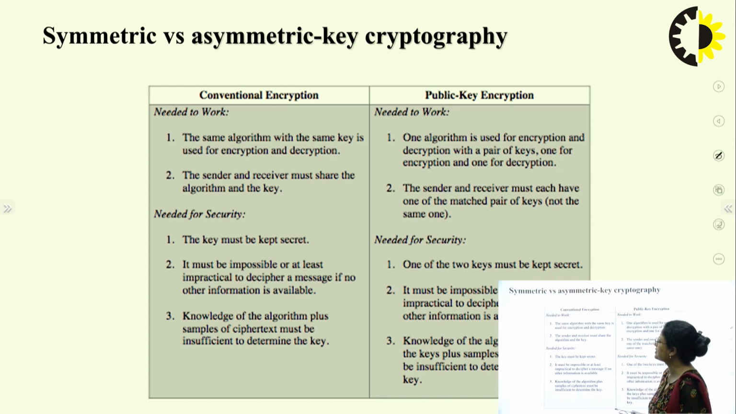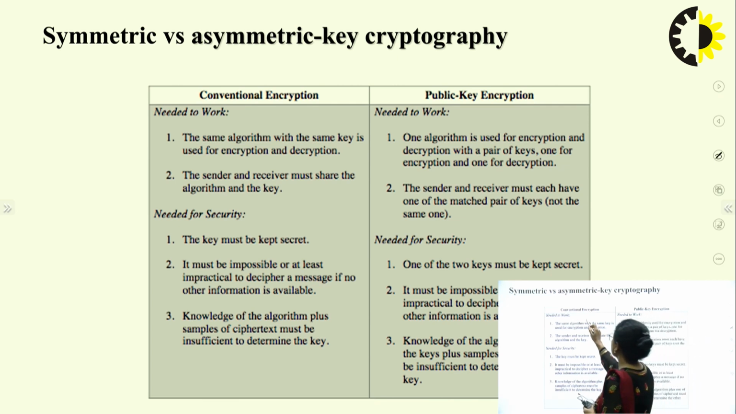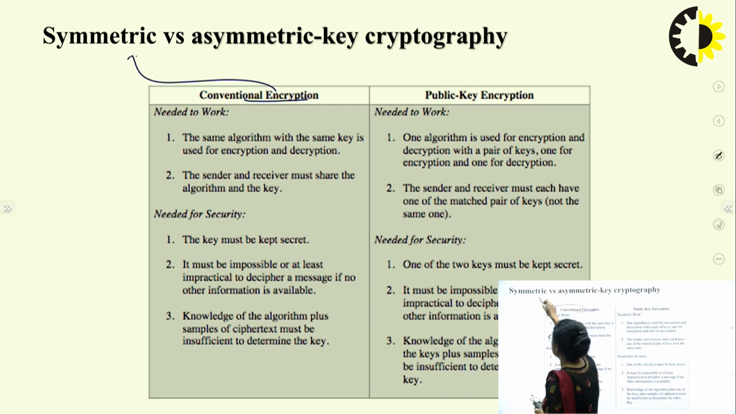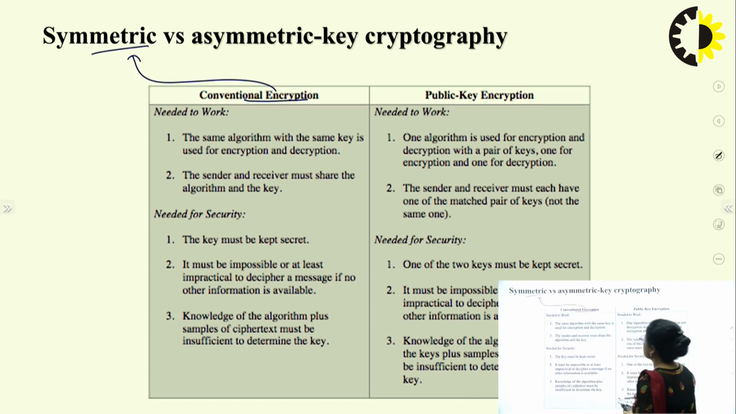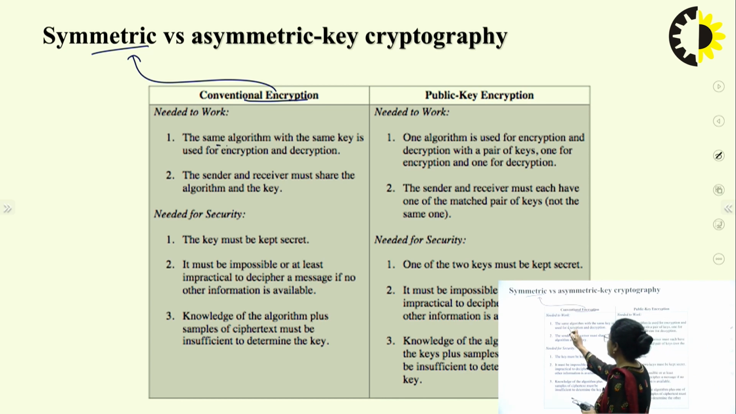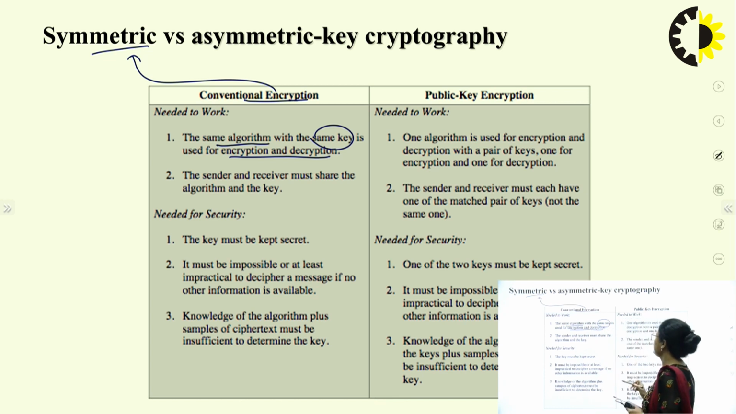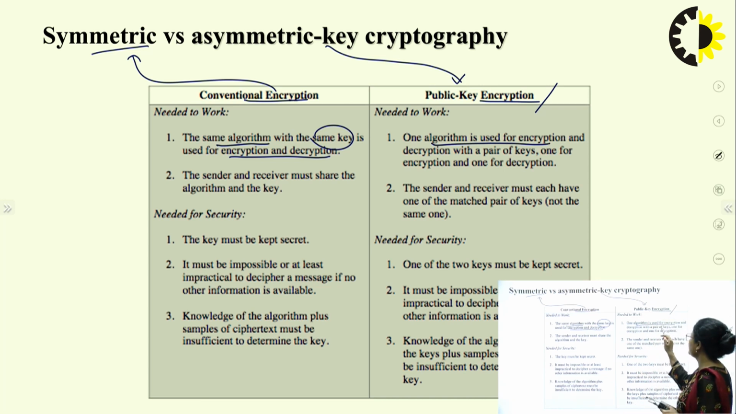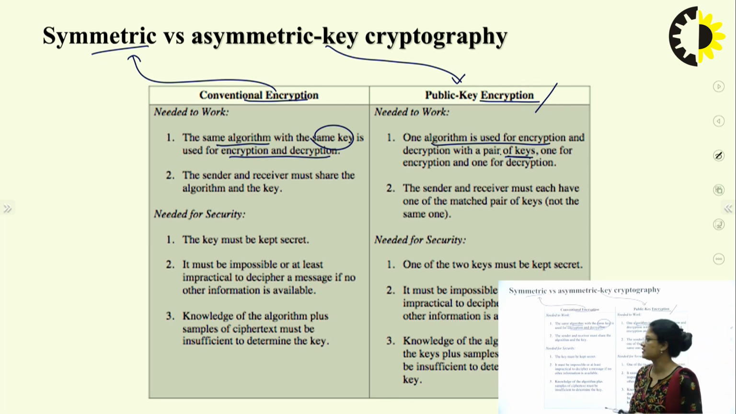But if you want to compare symmetric key cryptography with asymmetric key cryptography, the conventional encryption basically refers to symmetric key cryptography. In symmetric key cryptography, we use the same algorithm both for encryption and decryption, and we use the same key, which is exactly the vice versa when it comes to public key encryption, or asymmetric key encryption. Here for encryption we use one algorithm, and for decryption we use a different algorithm, and we don't have the same key, but we have different sets of keys. One is used for encryption and the other one is used for decryption.